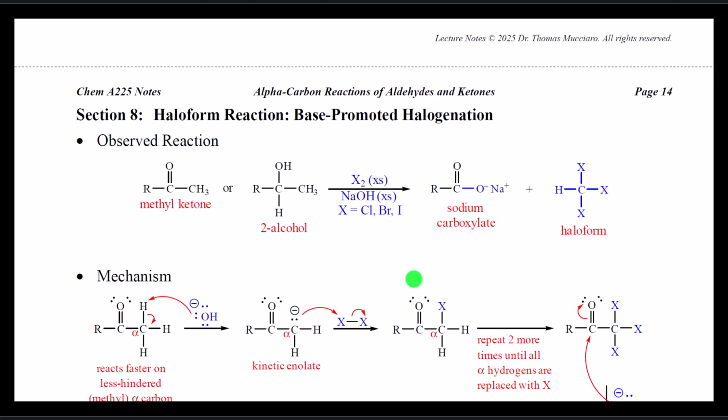The product of this reaction will be a deprotonated form of a carboxylic acid using the C double bond O and the non-methyl carbon group of the original ketone, and a molecule that looks like this, a carbon that has 3 halogens attached and a hydrogen. So it has the formula CHX3. These molecules have the common name haloform. For example, if there's a bromine as the halogen, it would be called bromoform.